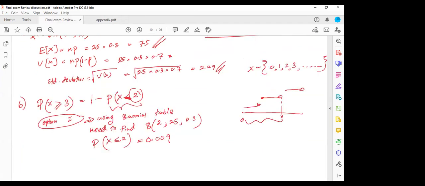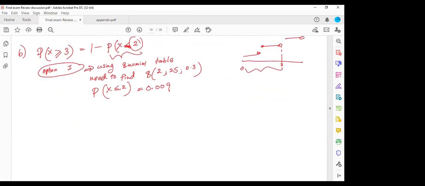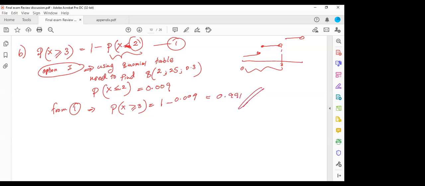Now you can find the answer. Let's call this equation number 1. So from 1, the probability of x greater than or equal to 3 equals 1 minus, what is this value, 0.009, which means 0.991. So this is the probability. That's option number one.